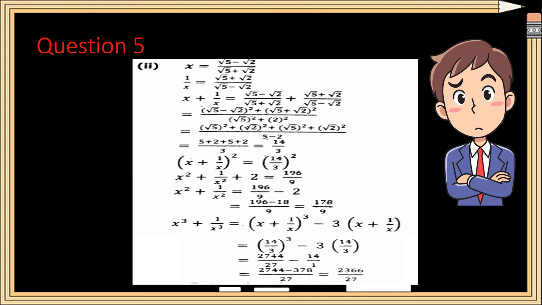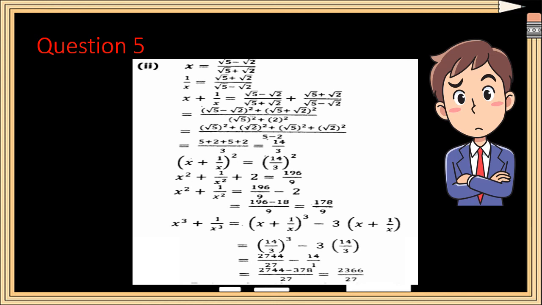In the denominator we have (a plus b) and (a minus b), which will give you a square minus b square. Similarly, in the numerator you have (5 minus square root of 2) multiplied by (5 minus square root of 2), so it will give you the whole square of (square root of 5 minus square root of 2) plus the whole square of (square root of 5 plus square root of 2).